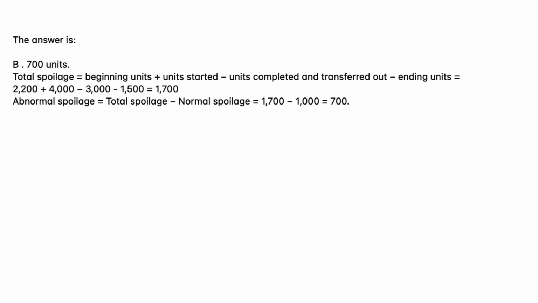Total spoilage equals beginning units plus units started minus units completed and transferred out minus ending units equals 2,200 plus 4,000 minus 3,000 minus 1,500 is equal to 1,700. Abnormal spoilage equals total spoilage minus normal spoilage equals 1,700 minus 1,000 is equal to 700.